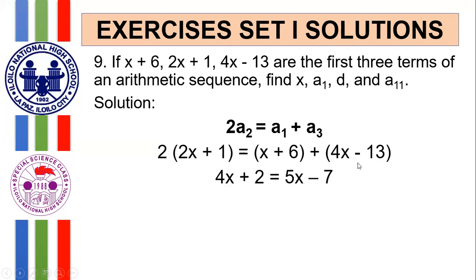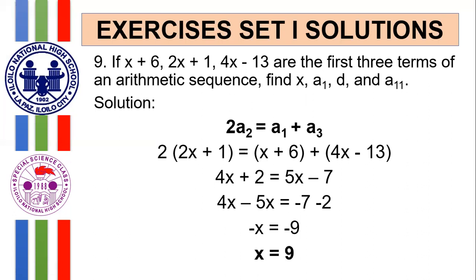Simplifying the left-hand side, 2 times 2x plus 1, it's 4x plus 2, equals the sum of the right-hand side, which is 5x minus 7. Subtracting both sides by 5x and adding both sides by -2, you will have 4x minus 5x equals -7 minus 2. The left-hand side simplifies to -x, and the right-hand side simplifies to -9. Multiplying both sides by -1 gives us x equals 9.